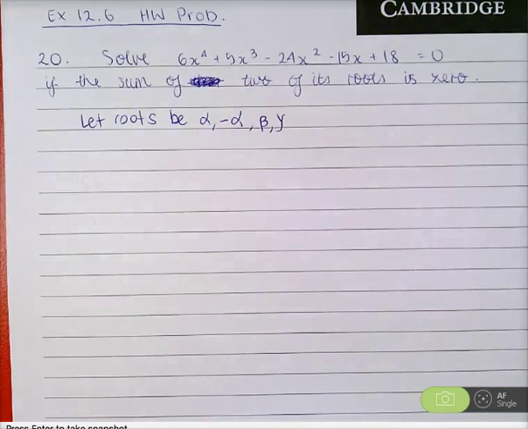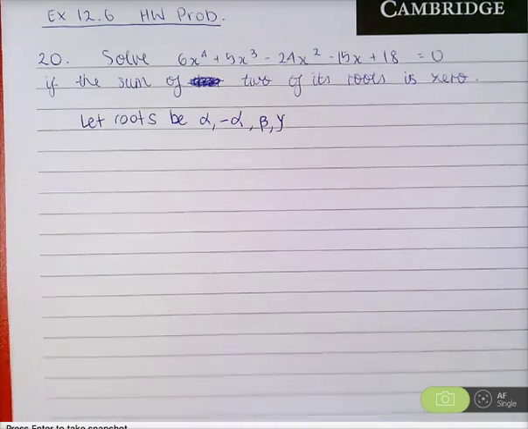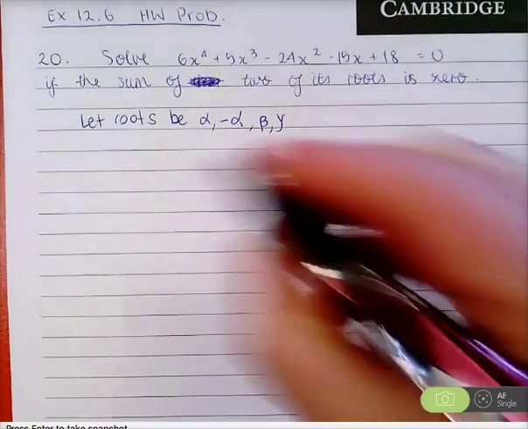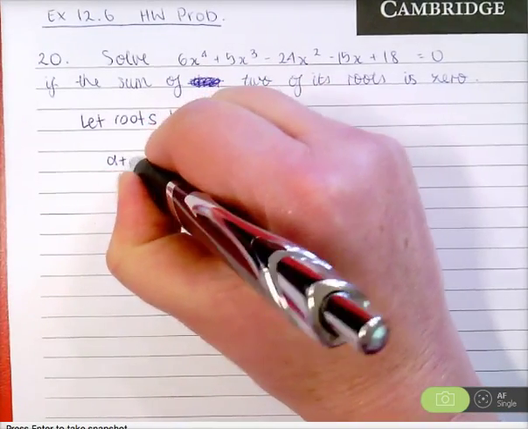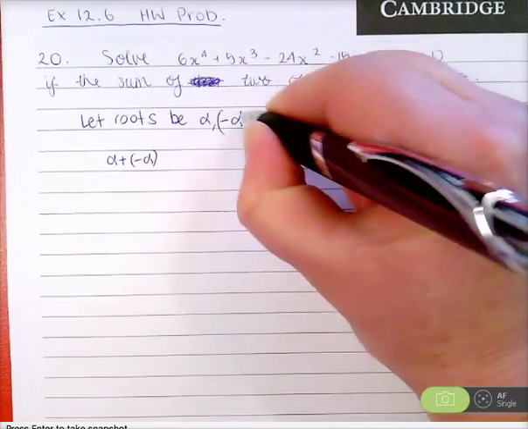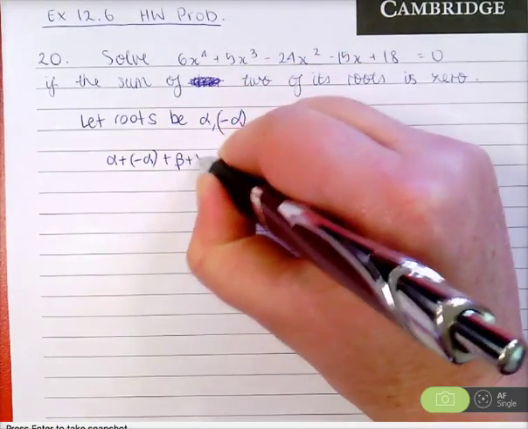So the sum of two of the roots is 0. How do we know that we've got 4 roots here, girls? Yeah, the polynomial is to the power of 4, so we've got 4 roots, okay? So our roots are alpha, minus alpha, beta, and gamma. So what are we going to do next? Sum of roots, let's go one at a time. Alpha plus minus alpha plus beta plus gamma.